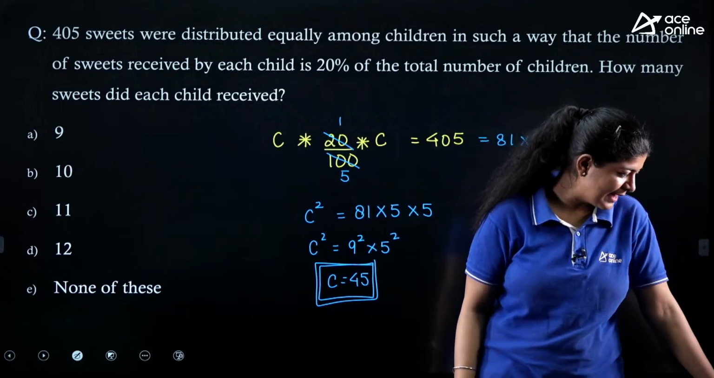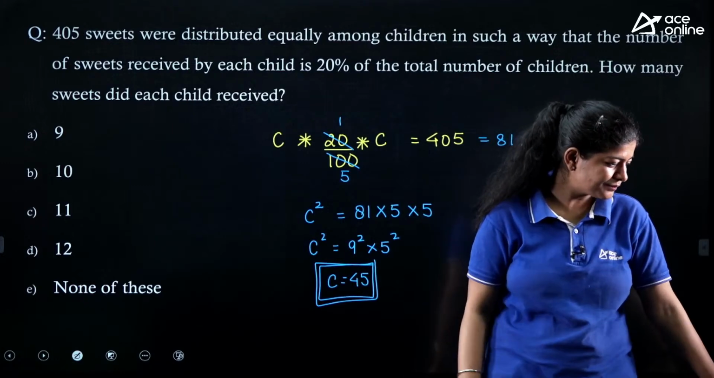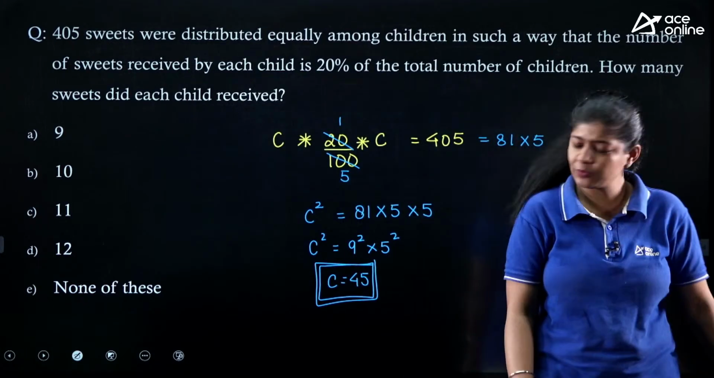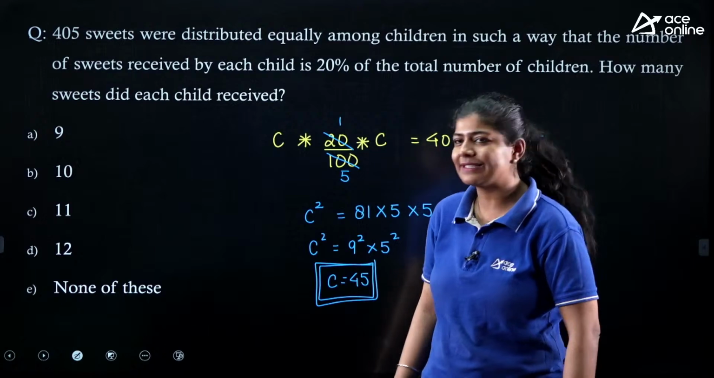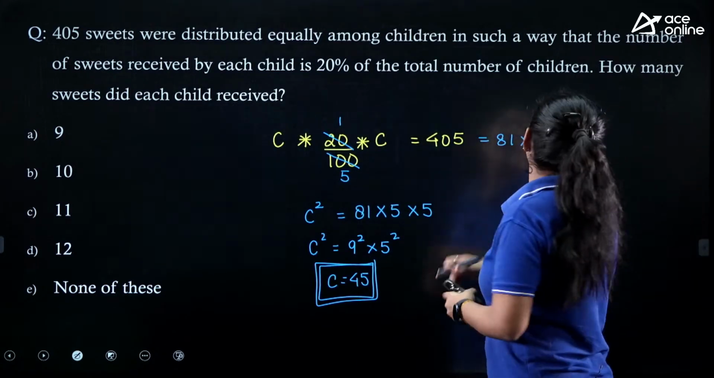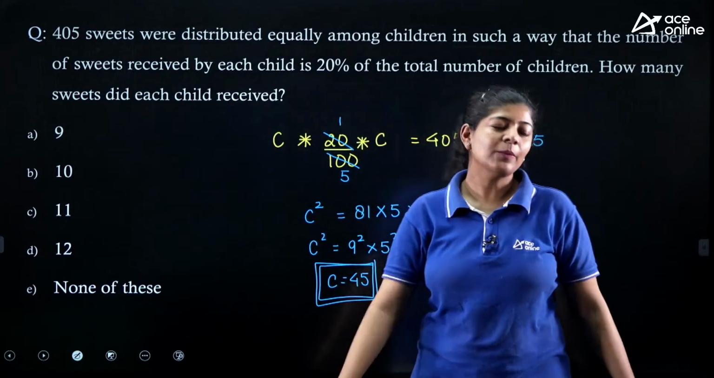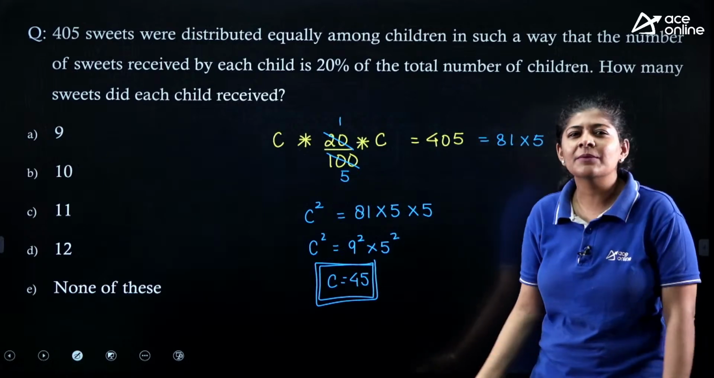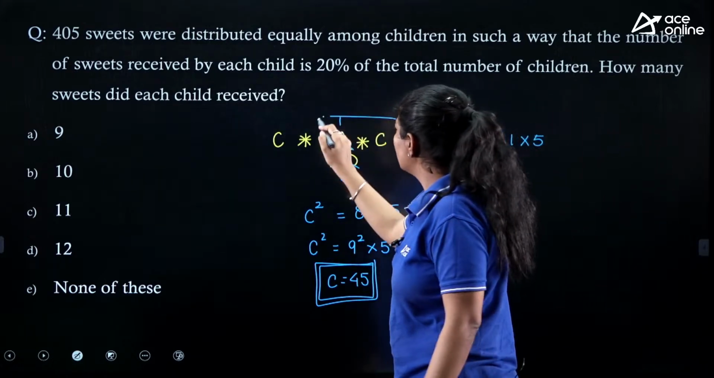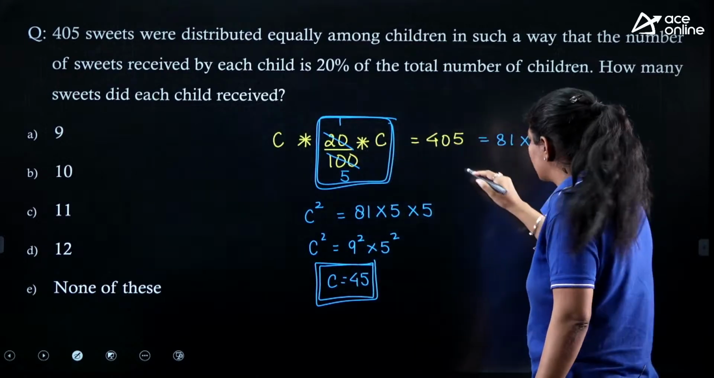But the question is asking, very good Rakesh, very good Deepak. Now let's see, if you are getting 5 students, then the answer is D. Now the question is asking how many sweets each child received. So how are we going to calculate this? We need to calculate this amount, and as we have the value of C, we just put it in.